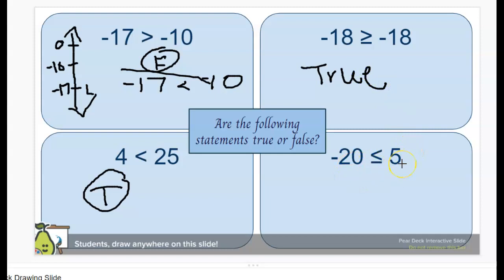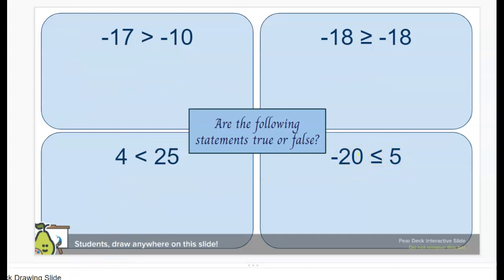Now down here, negative 20 is less than or equal to 5. We know that negative 20 is not equal to 5, but negative 20 is less than 5, so this is also true, because my negatives are always less than my positives.